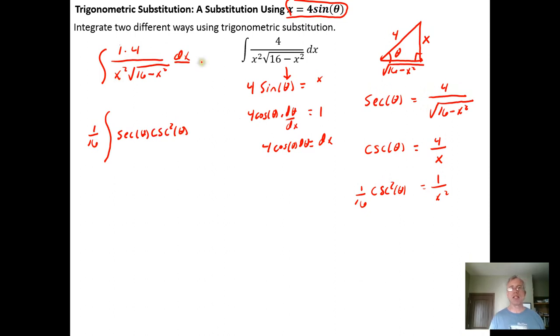And then the dx in d theta world is going to look like 4 cosine theta d theta. So 4 would factor out front, and then we would be multiplying by cosine theta d theta. So now I've completely converted from an integral involving dx over into an integral in terms of theta.